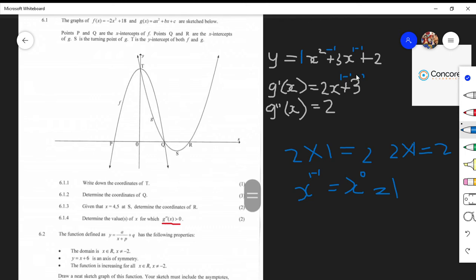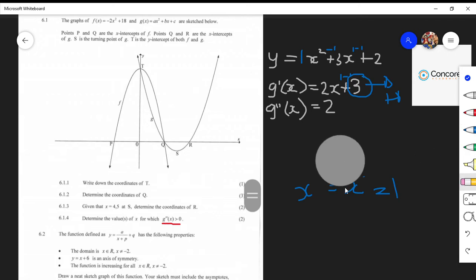And remember, now we have our constant, which is 3. And 3 just becomes plus 0. So now we have our final answer as the second derivative of g of x is equal to 2.